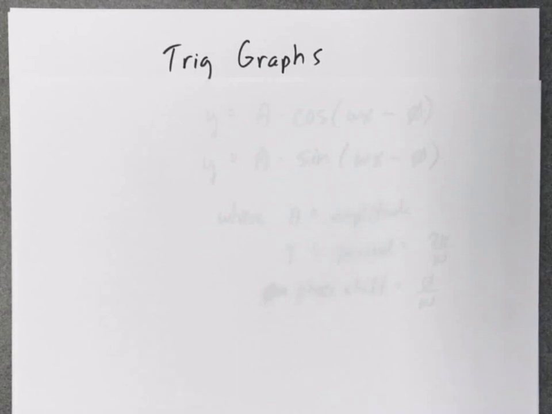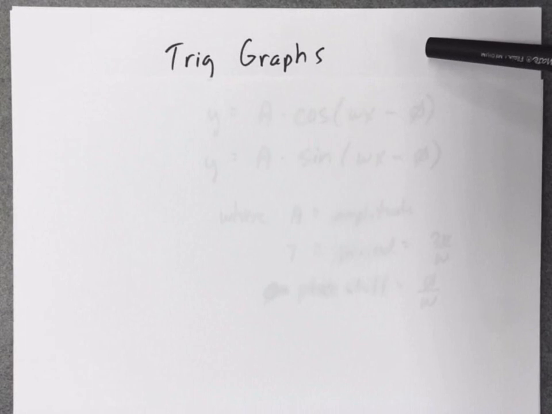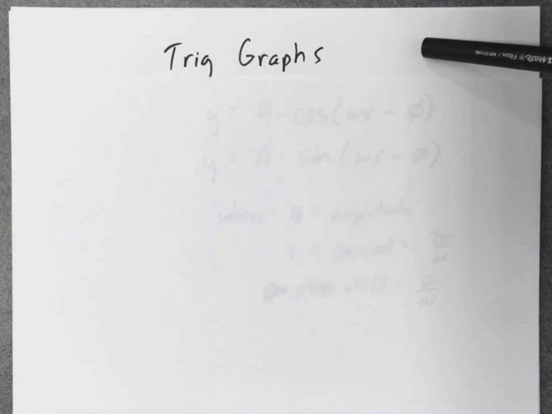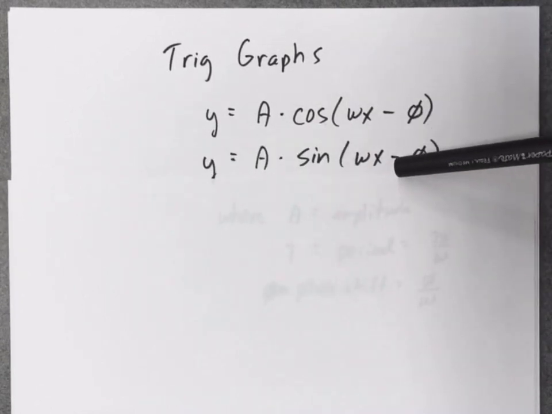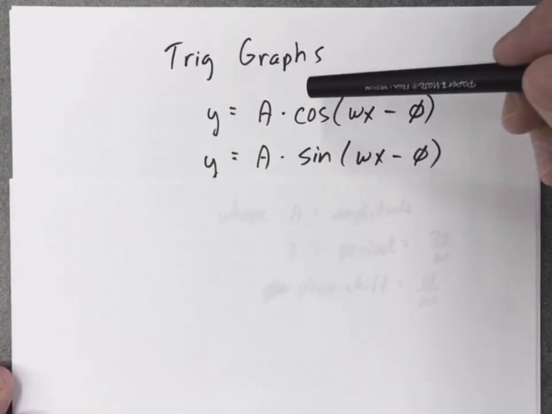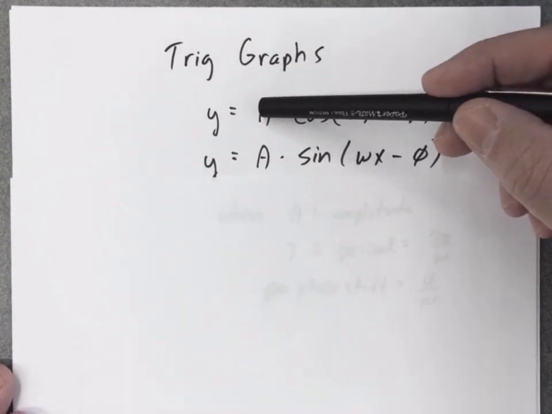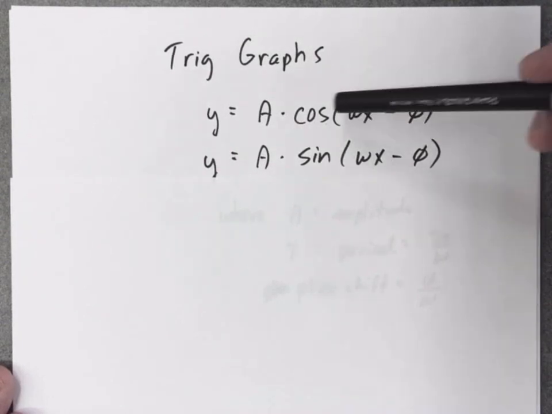Next, let's take some time to look at some problems that involve trig graphs. Just as a brief summary of what you already know, there are two main equations that we're going to use to analyze trig graphs. The first one is the cosine version of the equation, and the second one is the sine version of the equation. Now when we look at trig graphs, we have these three parameters. A, this is called omega, and this is called phi.